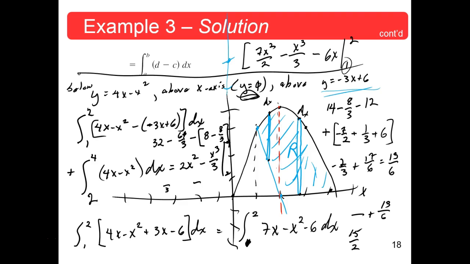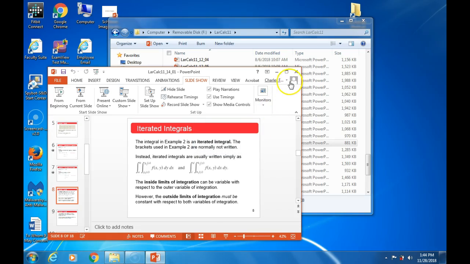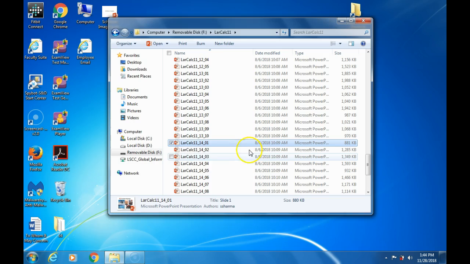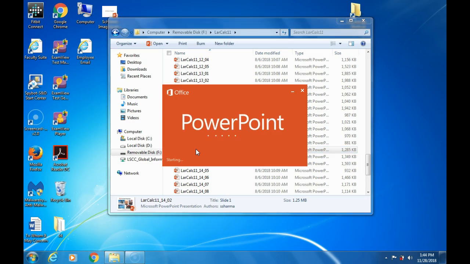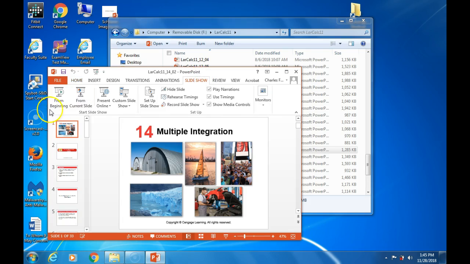All right. Good deal. Oh, my eye hurts. So let's move on finally to 14.2. Staring at the screen doesn't do anything for my eyes. It makes them hurt even worse. All right. We'll go from current slide.